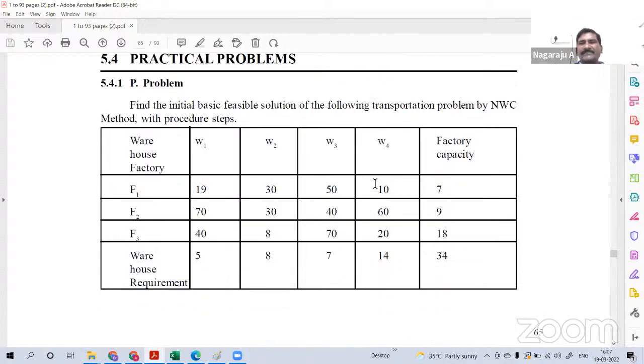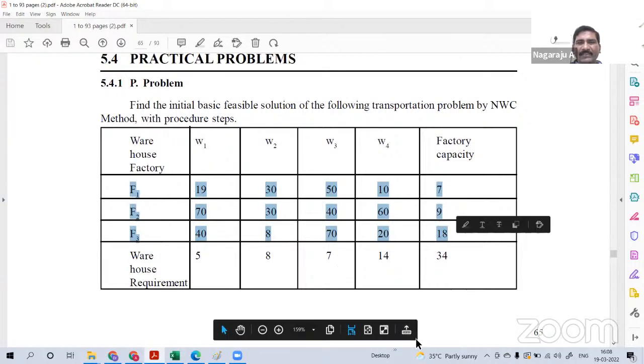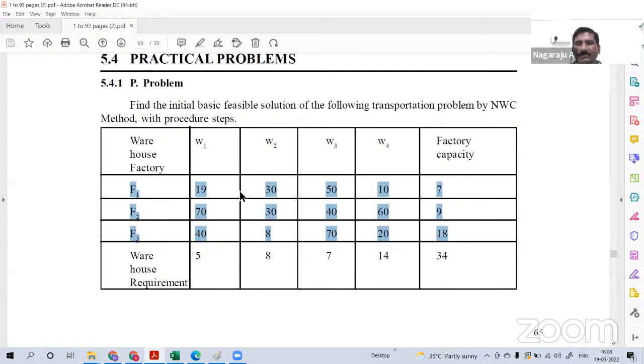Next, whenever it comes to the northwest corner rule, sometimes he will give directly factory 1, 2, 3 like this. Next, W1, W2, W3, he will give the warehouse requirement and factory outlets. Based on the requirement, we will allot. That is the main important task. Availability is the factory capacity, how much we have, and how much we should allot to the warehouse. The total must be balanced: factory capacity and warehouse requirement must balance.